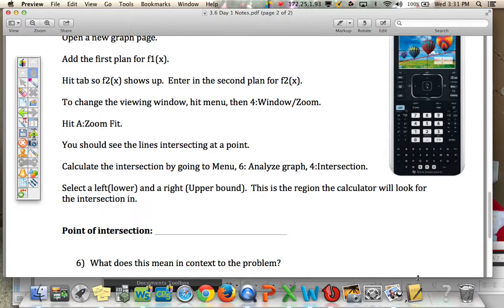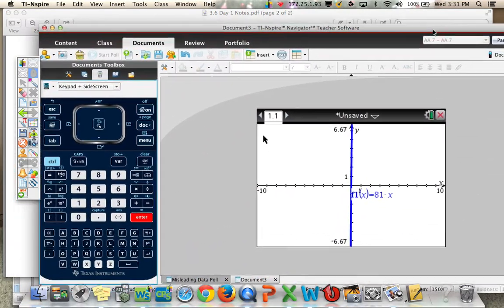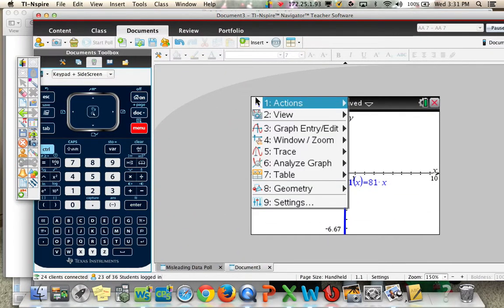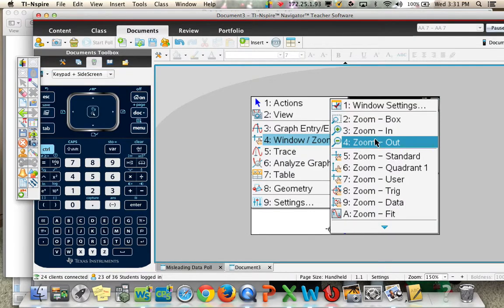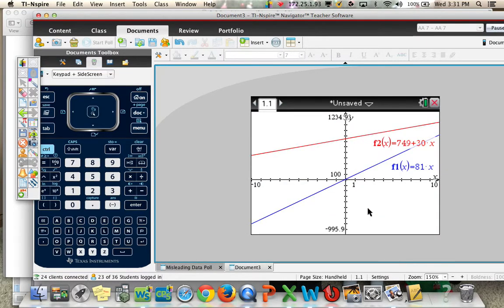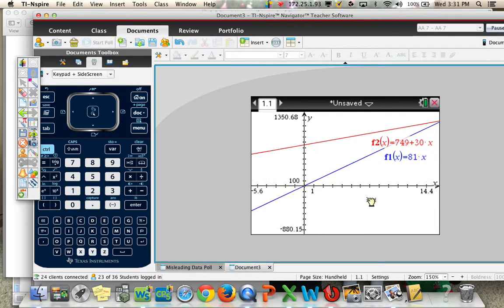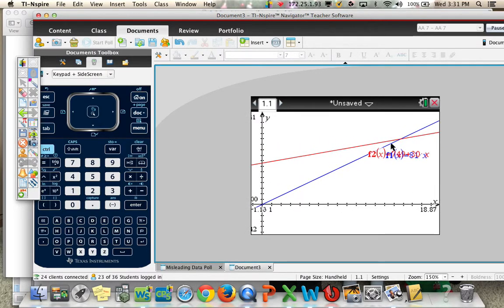Now it says right here in our notes, we can change the viewing window. So let's change the window, and we can actually have it fit it for us. If we go to Menu, Window Zoom, Zoom Fit usually does a pretty good job, but here you can see we're trying to look for where they cross. So you can actually hold down on the OK, and you can find this point where they cross.